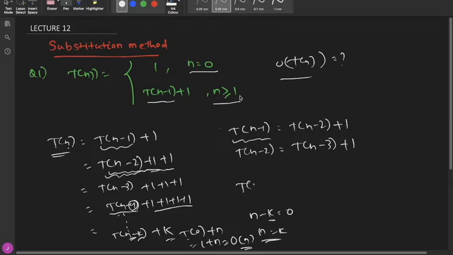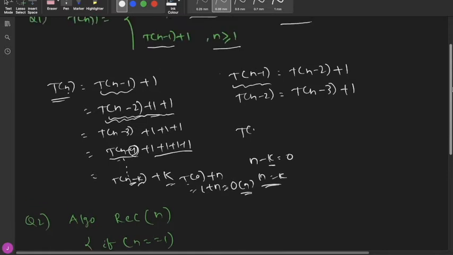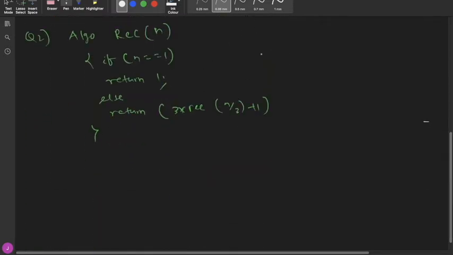So let's dive into another question. In that previous question, the recurrence relation is directly given, so it is easy for us to find out the time complexity of the recurrence relation. But here this is a pseudocode. Pseudocode means you must have known what is pseudocode.